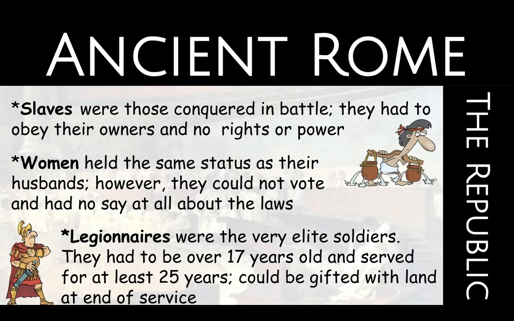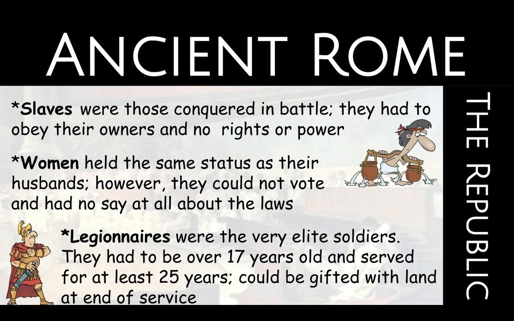And women actually were able to hold the same status as their husbands. So if your husband was a patrician, you were a patrician. If your husband was a plebeian, you were a plebeian as a woman. And remember, plebeians and patricians were not allowed to marry each other. You could only marry within your social class. So back to women, yes, they held the status of their husbands, but they were not allowed to vote. They had no political power in Rome at all.